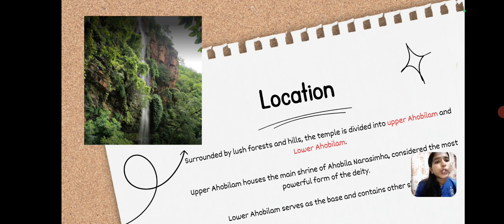Location: it is surrounded by lush forest and hills. The temple is divided into Upper Ahobilam and Lower Ahobilam, as I mentioned earlier. Upper Ahobilam houses the main shrine of Ahobila Narasimha, considered the most powerful form of the deity. Lower Ahobilam serves as the base and contains other shrines.